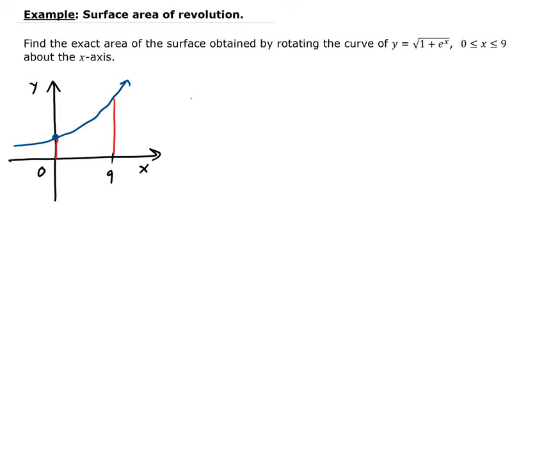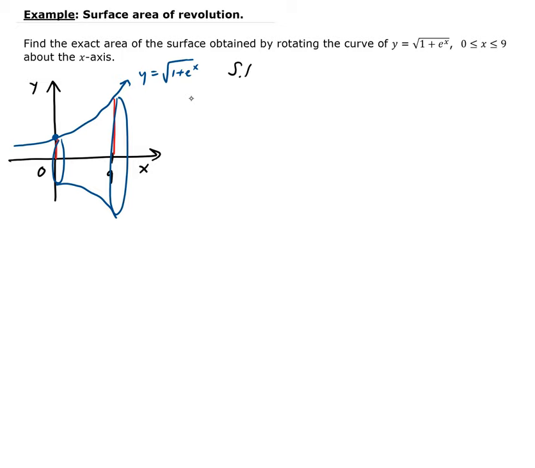So we're going to find the surface area of this region, of this volume here. I'm just going to sketch it out roughly. And there's our function, y equals the square root of 1 plus e to the x. That's the rough picture of what this volume looks like after rotating that region around the x-axis. So we're going to find the surface area of this.